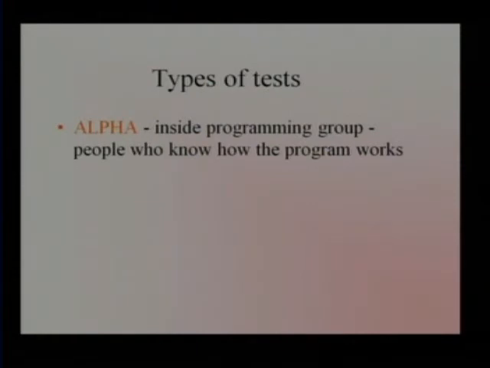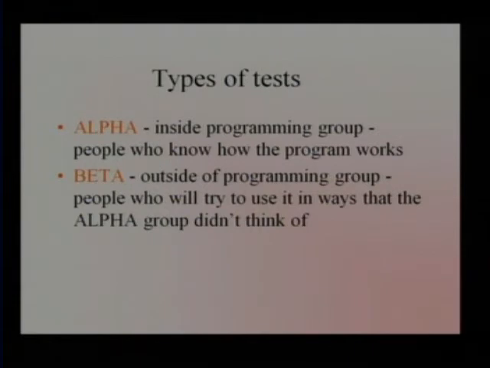An alpha test is one that is inside the programming group. This is done by the people who know how the program works. So they're going to maybe not look at everything because they're going to make some assumptions. And then the beta group is outside of the programming group. These are the people who will try to use it in ways that the alpha group didn't even think about. And so you will hear about beta testing sometimes, and that is that second level of test.